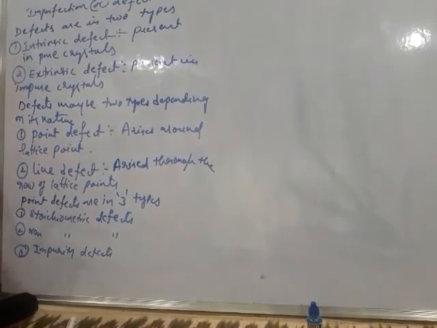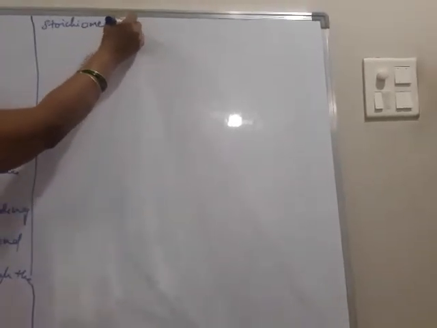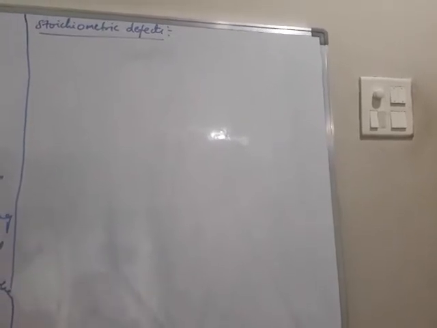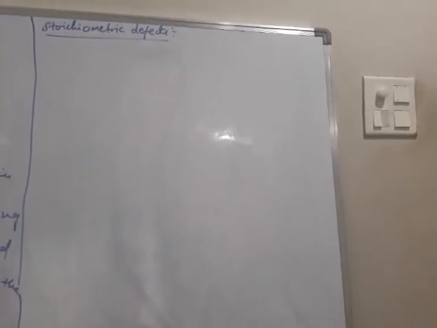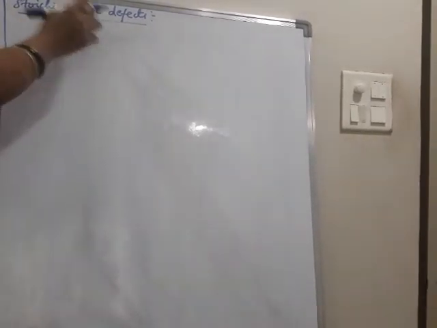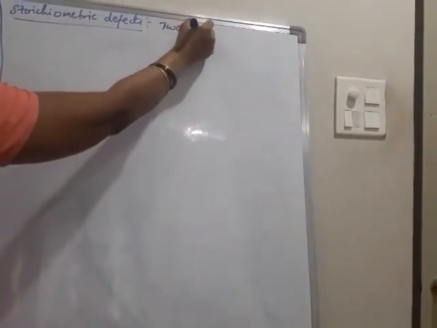And here, coming to stoichiometric defects. Stoichiometric defects are important defects, which are point defects. Stoichiometric defects are also called vacancy defects, a vacancy at a lattice point. Stoichiometric defect is again of two types: one is Schottky defect and another one is Frenkel defect. So stoichiometric defect, which comes under point defect, has two types.